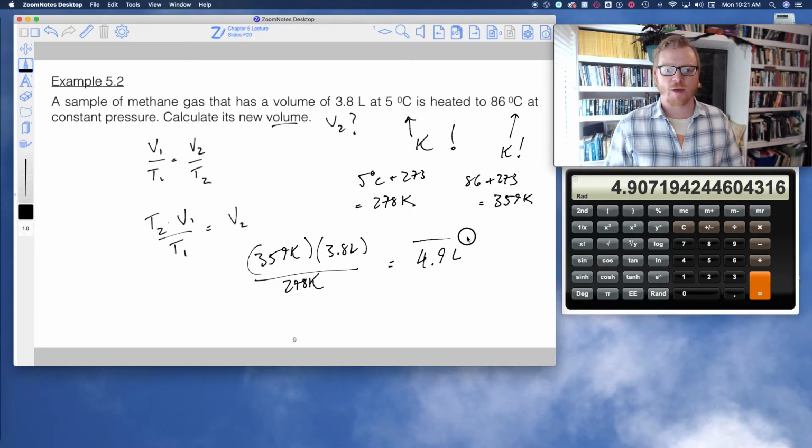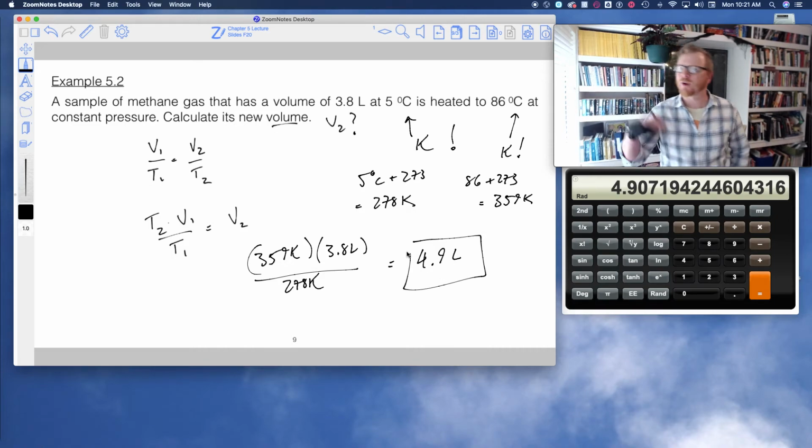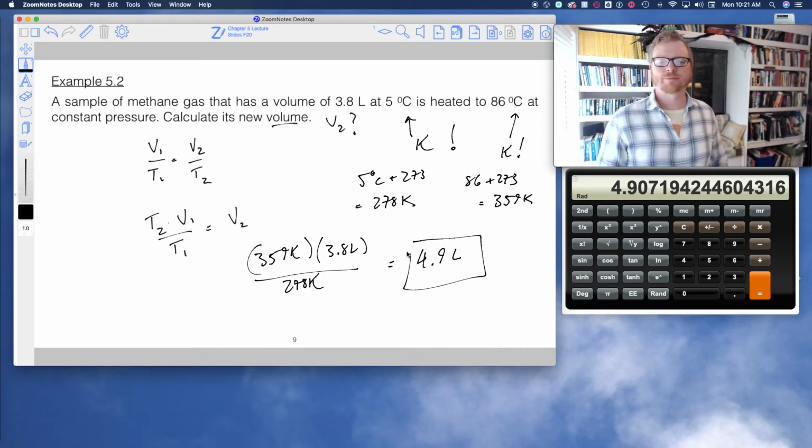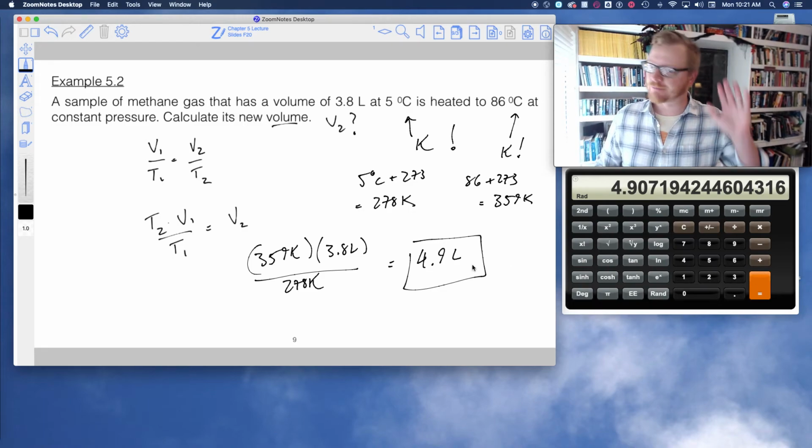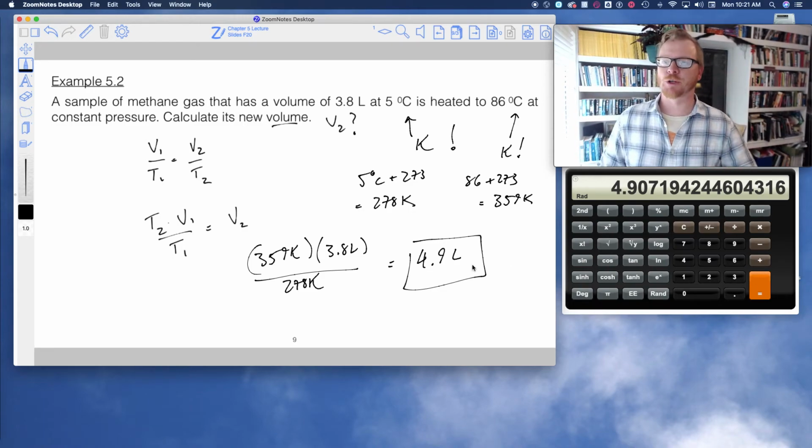Okay. I knew that thing could not get to 65 liters, and I went on to the next slide, and it's Monday. Okay. Kelvin. All the time. Kelvin. Gas laws. Kelvin. Do it.